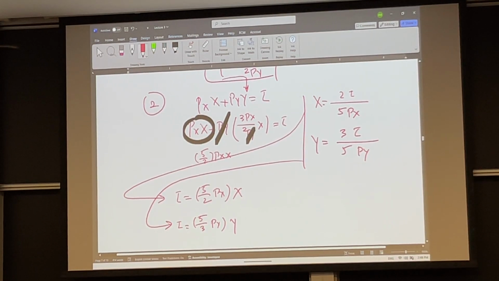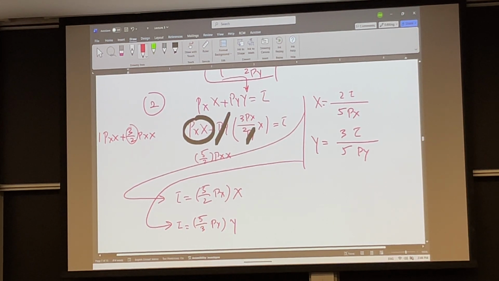Make sense? Is that 5 or 3? That's 5 over 2. This is what you get: Px x plus 3 over 2 Px x. So that's 1, that's 3 over 2, that's 5 over 2. Right? I took this one, I solved it for I. So this becomes I. That is 5 over 3 Py y. That's x. Right? Make sense?